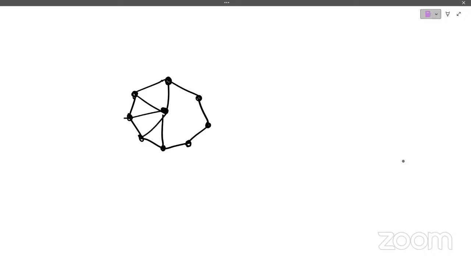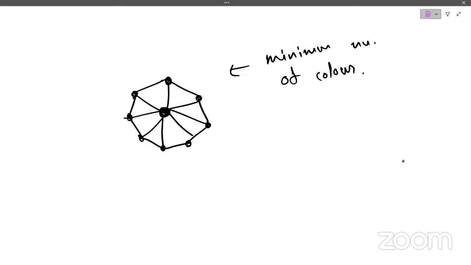Suppose this is your graph. In this graph, what is the minimum number of colors to color this graph? No, 2 is not the correct answer. Just observe a little bit, because there are edges between these vertices also. Yes, 3. So we can color this graph using 3 colors.